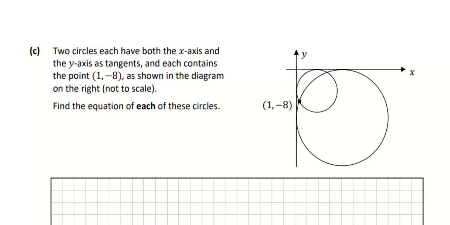But you're not asked for that. Now, the next question. Two circles each both have x-axis and y-axis tangents, and each contains the point (1, -8), as shown in the diagram on the right. Find the equation of each of these circles.